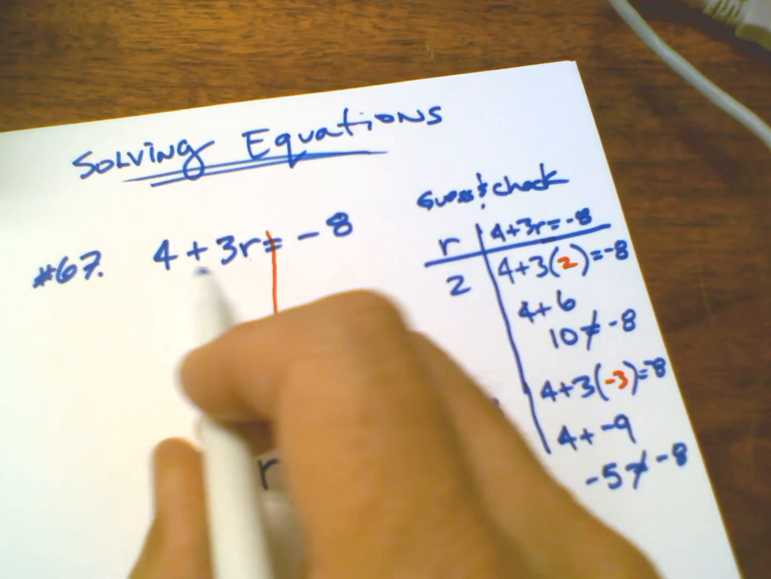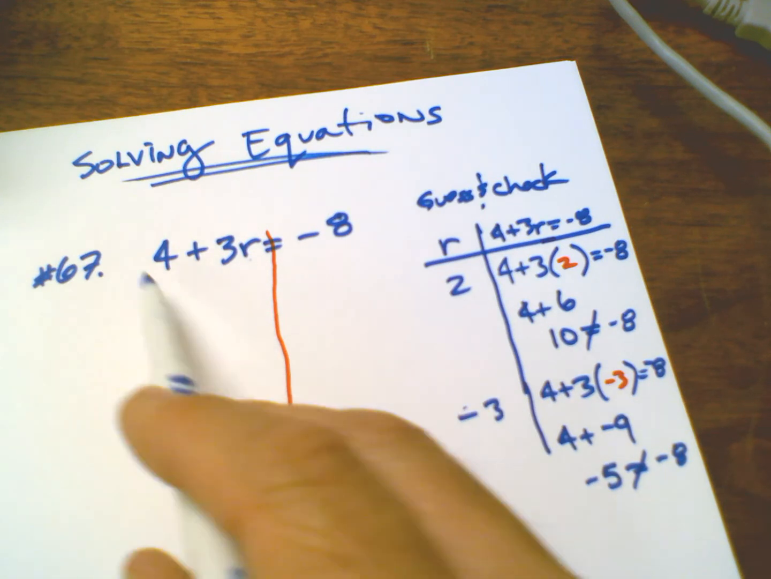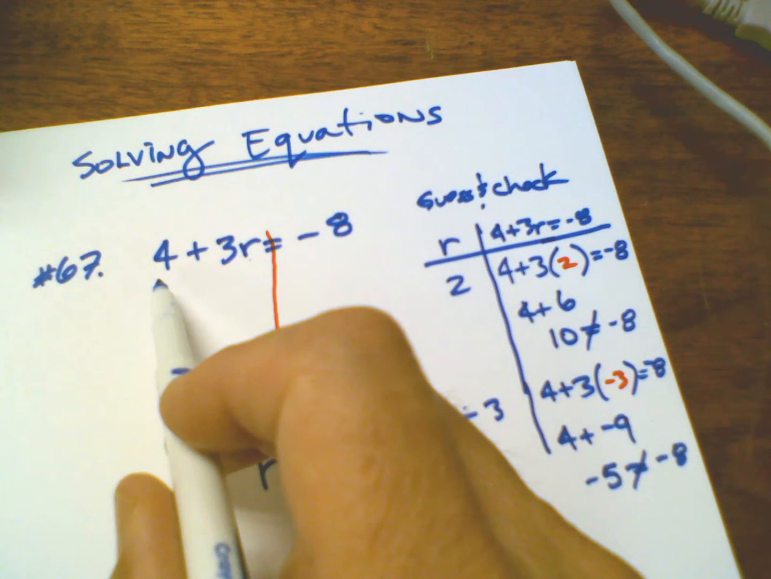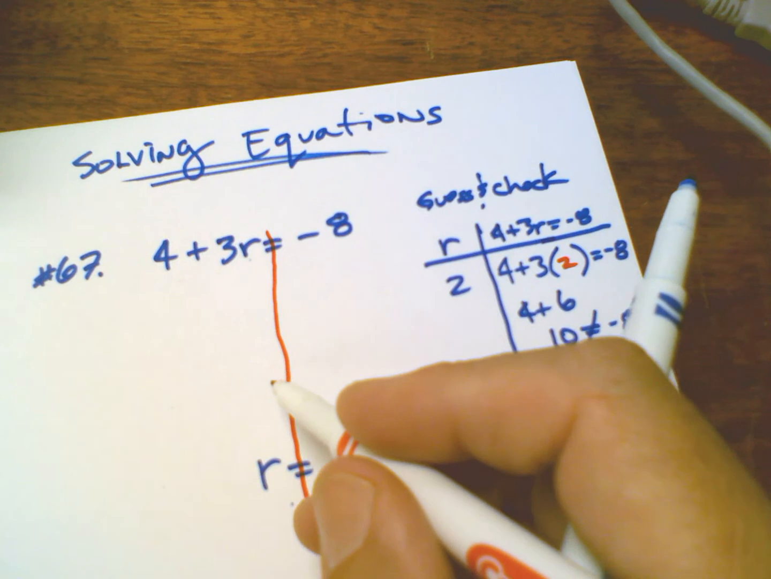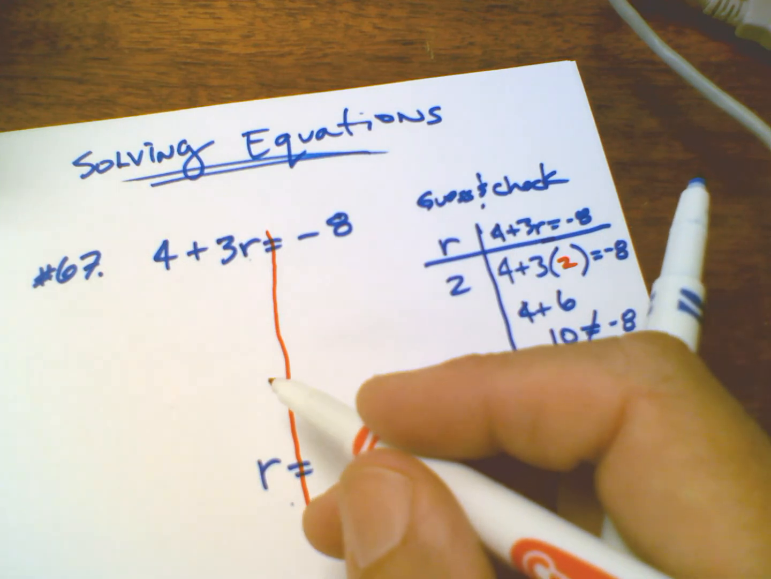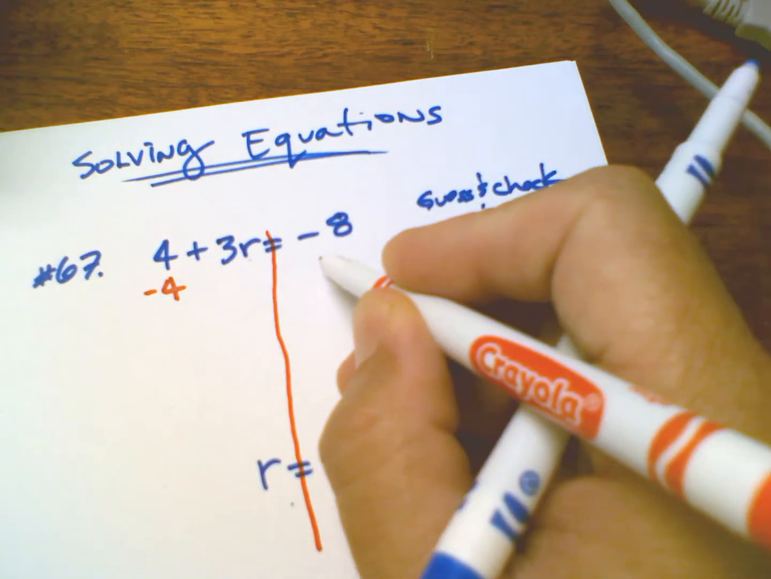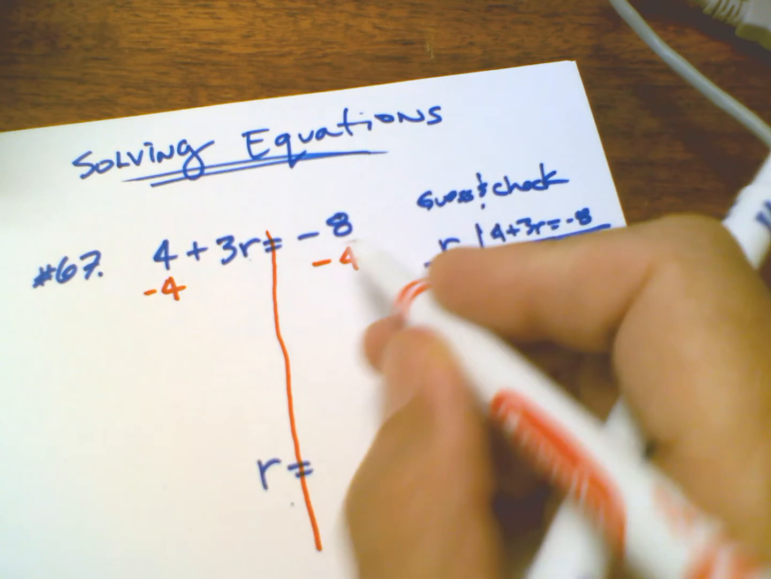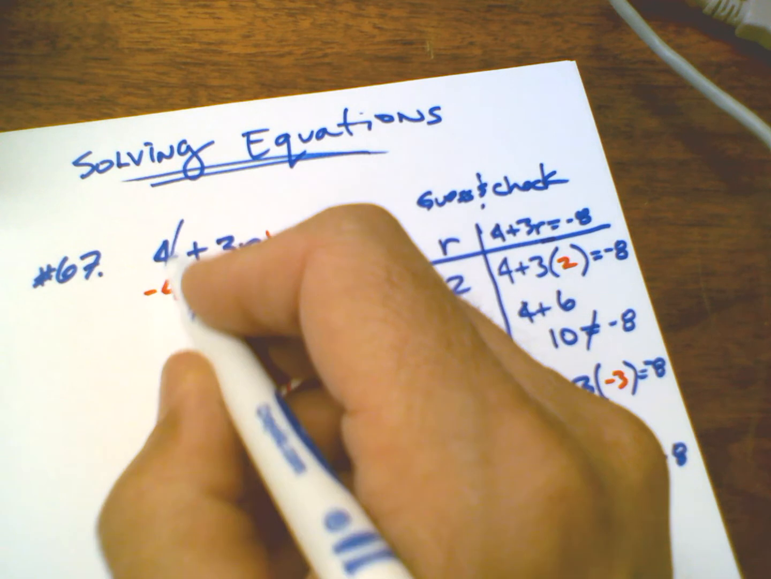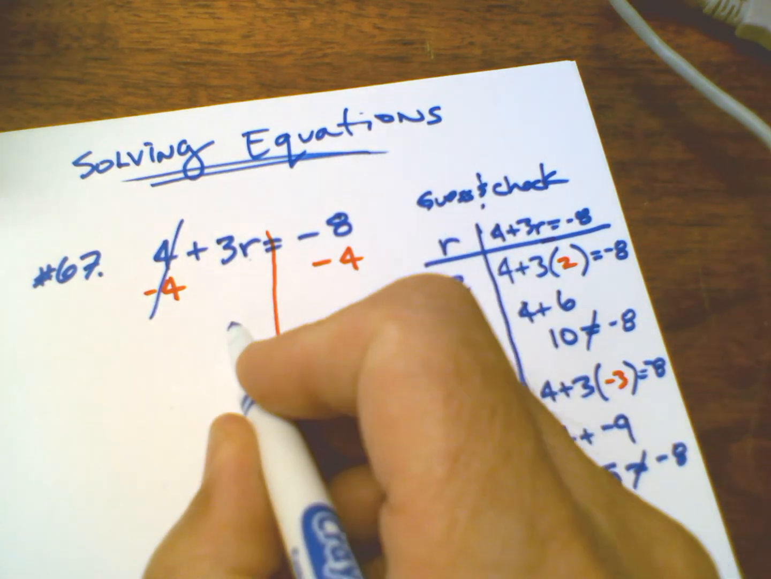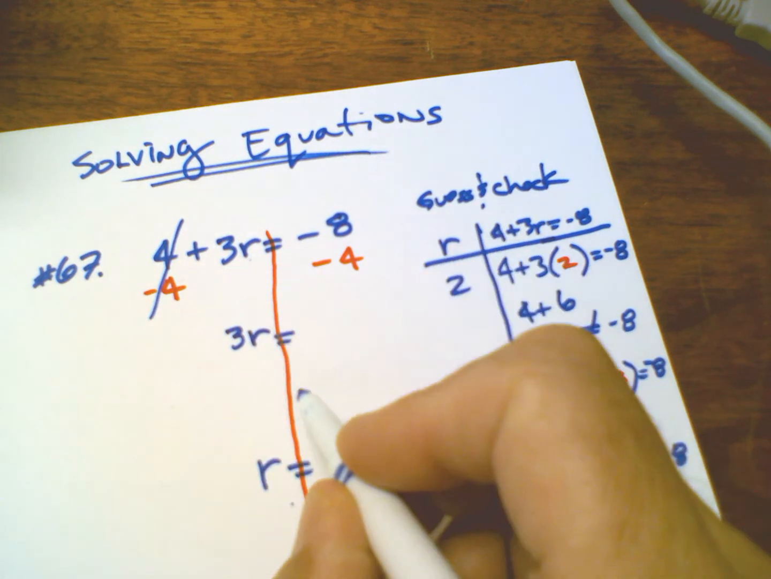If I look at my operations, I need to start eliminating these numbers, and I always eliminate anything that's added or subtracted first. In this case, that 4 is added, so I'm going to eliminate the 4 first, because I get rid of adding and subtracting first. It's almost the opposite of PEMDAS. So I'm going to subtract 4 from both sides. What I do to one side, I have to do to the other side. That eliminates the 4, and all I'm left with here is a positive 3 times r, and the equal sign continues down the line.